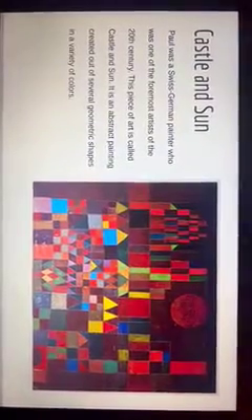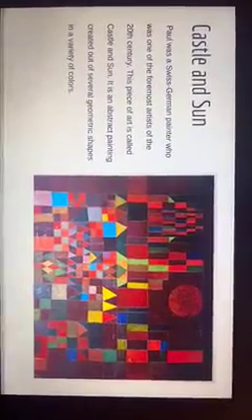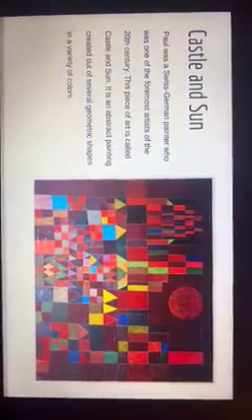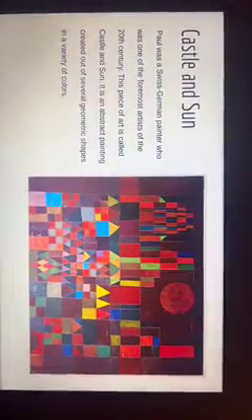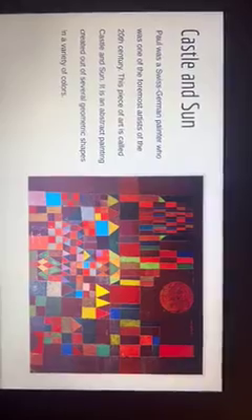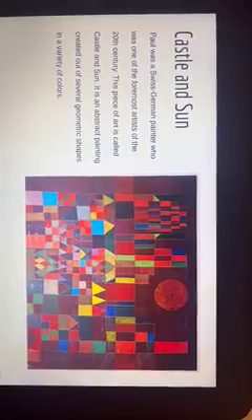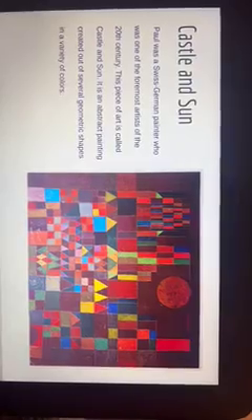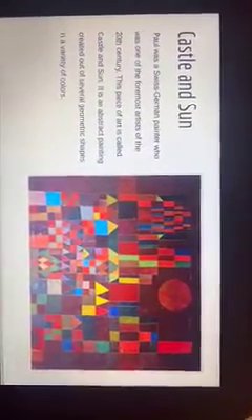Okay, so this is the first art piece that I decided to critique or look at. So Paul was a Swiss-German painter who is one of the foremost artists of the 20th century. This piece of art is called Castle and Sun, which I feel like is very obvious why it's called that. It looks like a castle as well as a sun, but he used an abstract approach, and it is created out of several geometric shapes and then lots of colors, which I really like. I like that it is a variety of bright colors and dark colors.